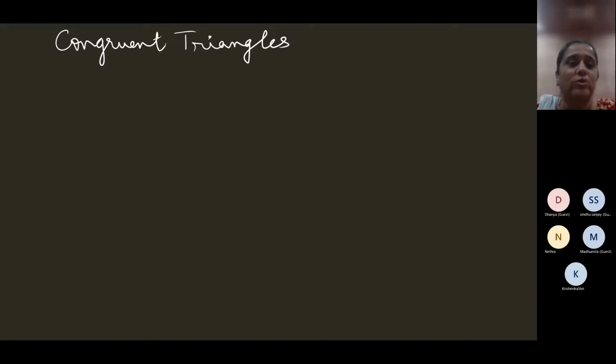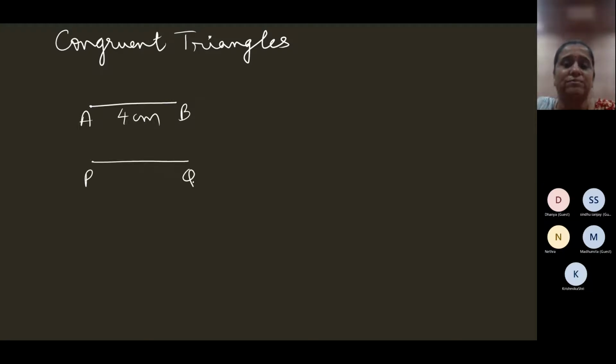Now you can also say congruent line segments. So congruency can be extended beyond plane figures. Supposing you have a line segment AB, say 4 centimeters. You have another line segment PQ, a different line segment, which also measures 4 centimeters. AB is equal to 4 centimeters, PQ is also 4 centimeters. That means line segment AB is congruent to line segment PQ. This is the symbol for congruency.